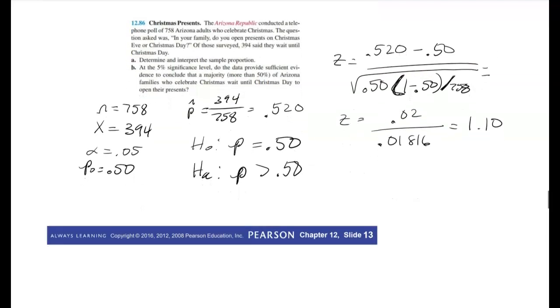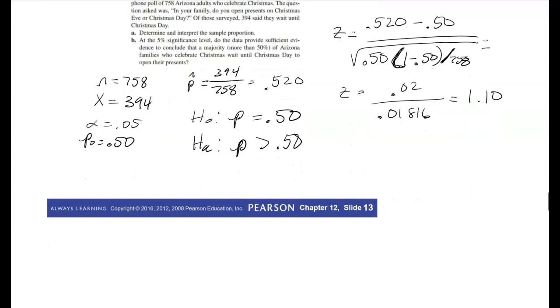Now, as I stated, we're going to do both a critical value and a p-value approach so that you get practice with both of them. So let's come down here and let's first do our critical value approach. Always, always draw your picture. This is a right-tailed test.